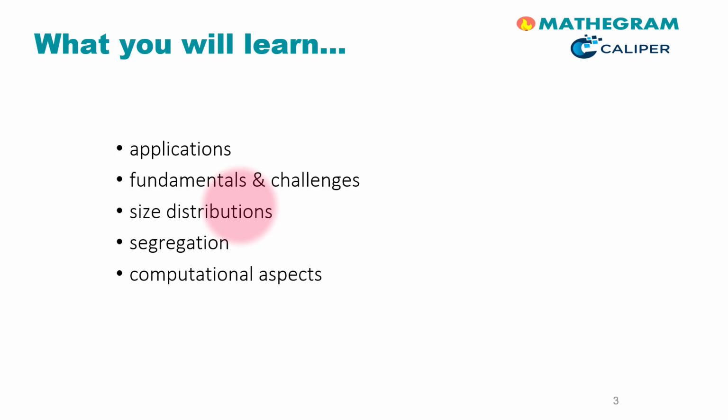Last, we have a short chapter on segregation and computational aspects related to the topic of polydispersity. The prediction of segregation phenomena is an important application area of the DEM. This is why I have included this chapter into this unit. Let us now start with applications.